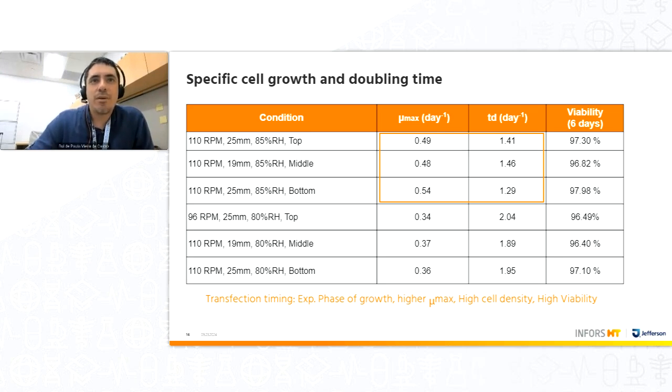Yeah, so now on that table, we can check the result for specific cell growth, calculated with the exponential phase of growth data for each condition, the doubling time, and also the viability that was analyzed on the last day of culture with 6 days. Yeah, so as I said before, when you are planning a viral vector production, you have to decide the transfection timing based on your cell culture results.